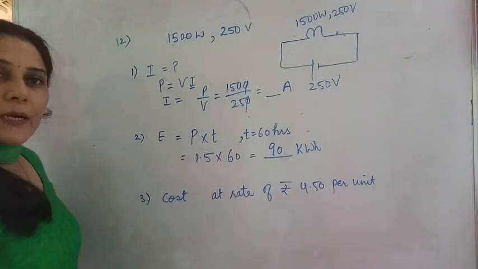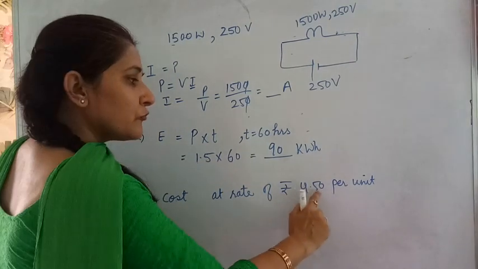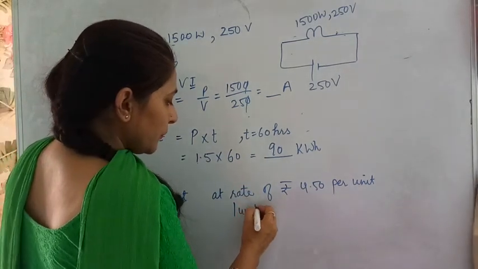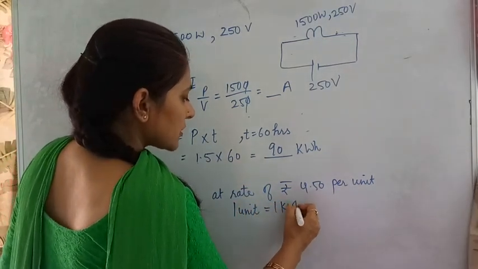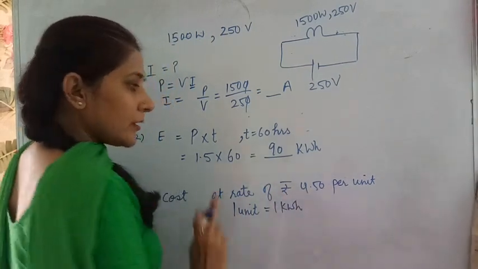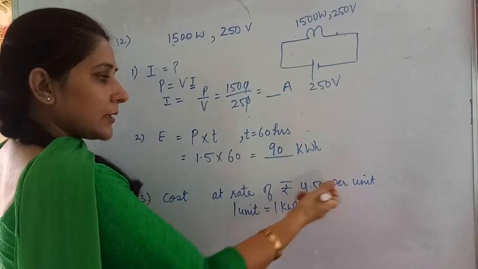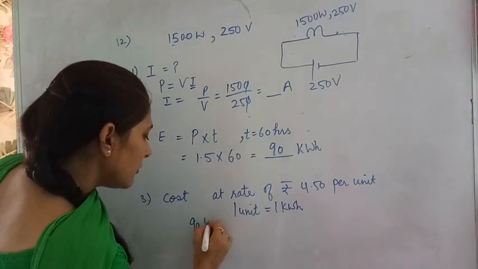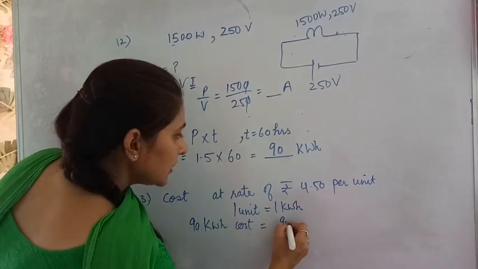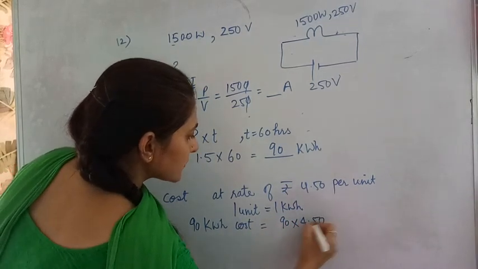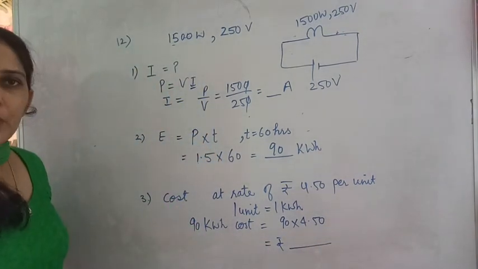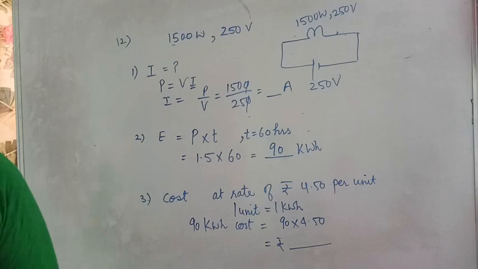Okay, now the third part says you need to find out the cost at the rate of 4.50 per unit. I told you 1 unit is equal to 1 kilowatt hour. One unit costs 4.5 rupees, so we have to calculate for however many kilowatt hours we have. So for 90 kilowatt hour, cost is equal to 90 into 4.50, and whatever answer comes will be in rupees. Okay, the last numerical is the 13th one.